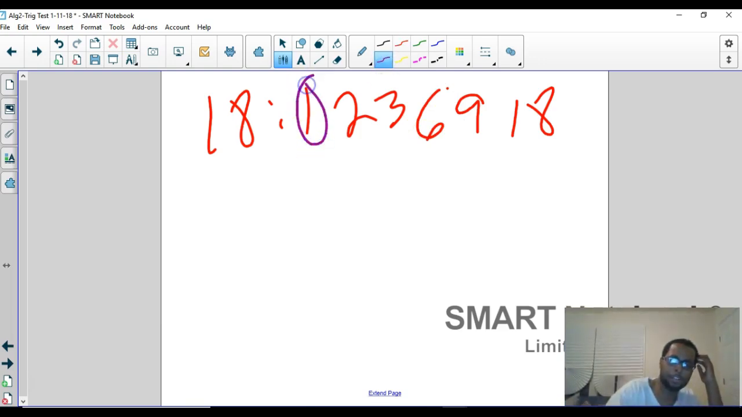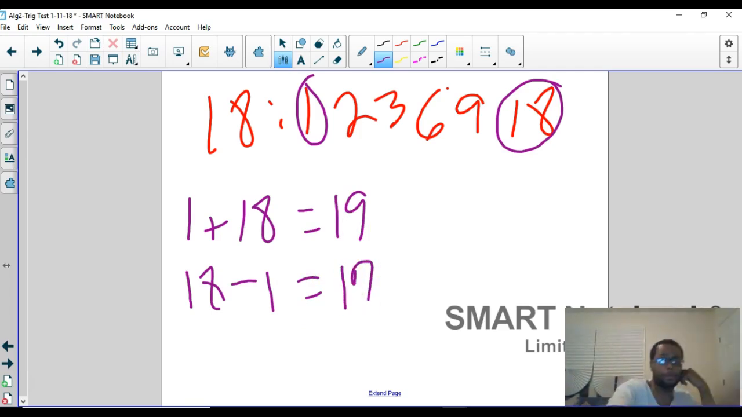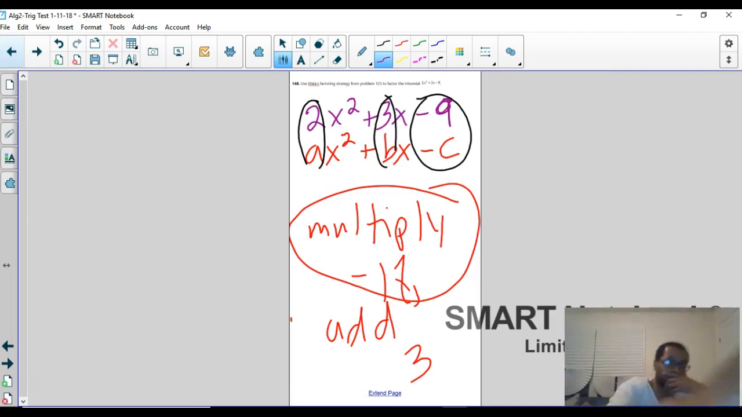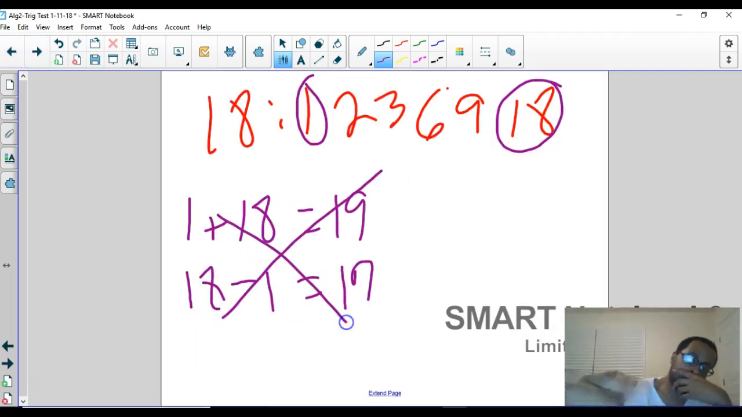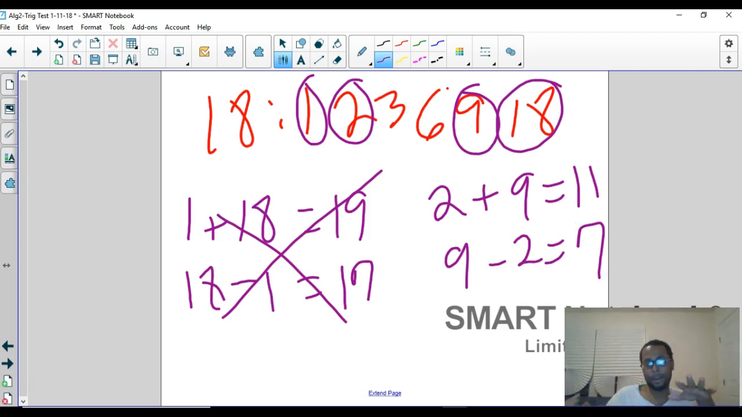The easiest way to do this is I do 1 plus 18, and then I do 18 minus 1. This gives me 19. This gives me 17. So I know those are not going to be my numbers, because my number is 3. So that's not going to work. Then I'll do my next two numbers, 2 and 9. 2 plus 9 is 11. 9 minus 2 is 7. Why do I do this? Because I know that my numbers can either be positive or negative, so I know they're going to give me one of these numbers. So that's not going to work.